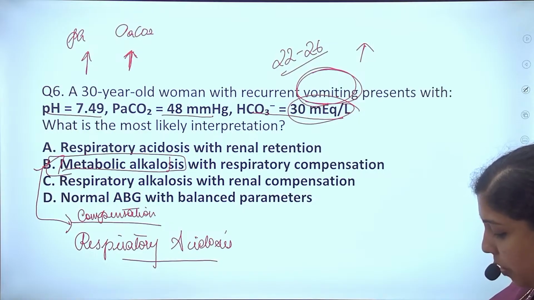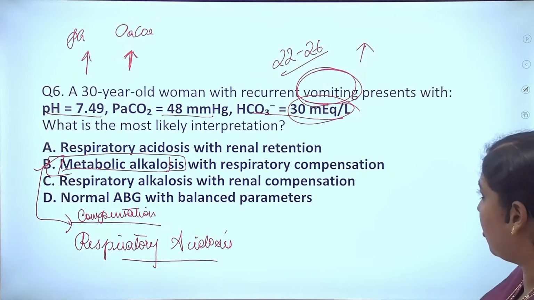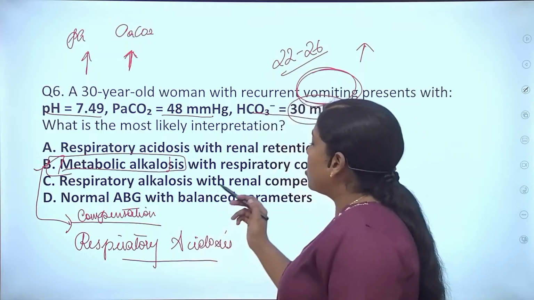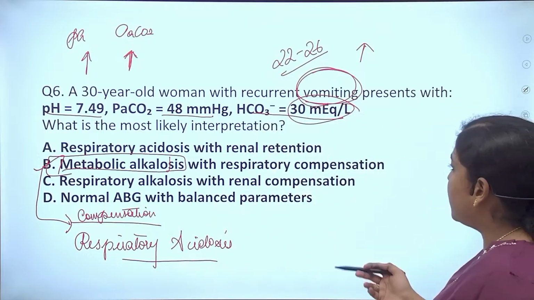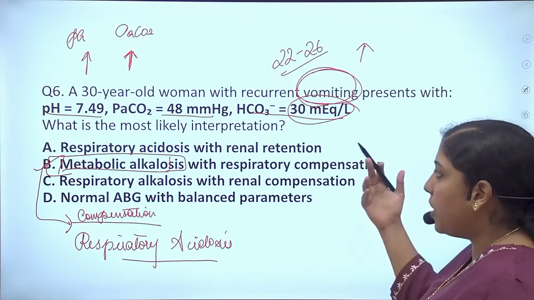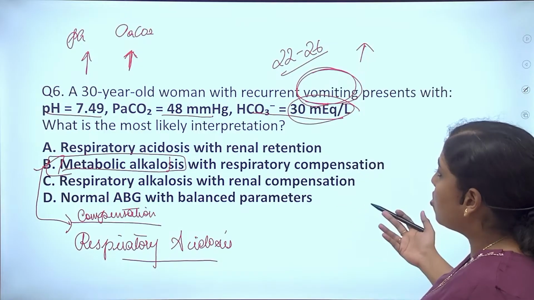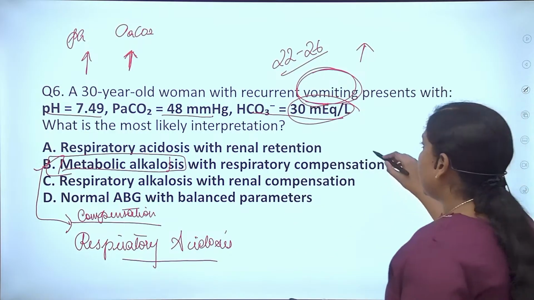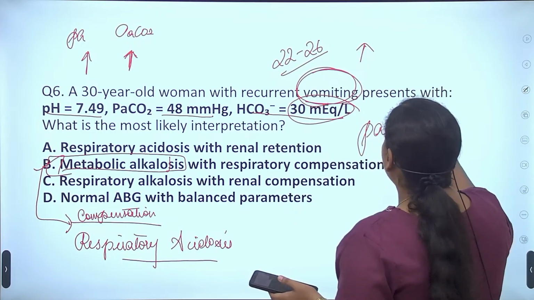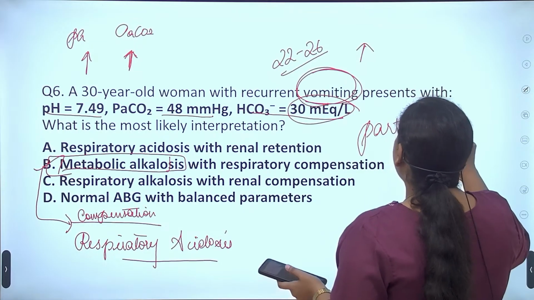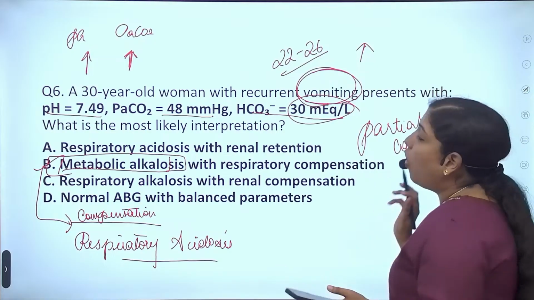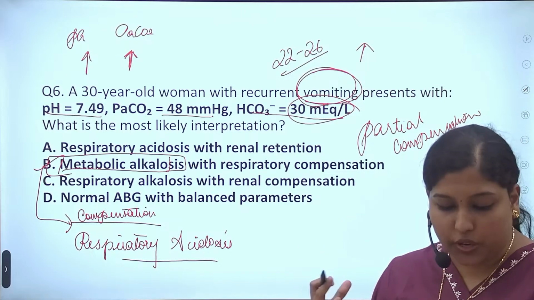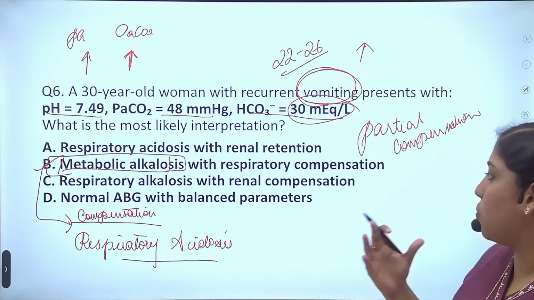Ma'am, full compensation or partial compensation in this question? The previous question or this question? See, none of the values is normal, right? The respiratory compensation has been started, but the pH is not at the normal level, and your HCO3 is also not normal, and your PaCO2 is not normal. This is in the process of partial compensation, right? It is neither full compensation nor an uncompensated case where the respiratory system is not doing any action. It is a partial compensation question.